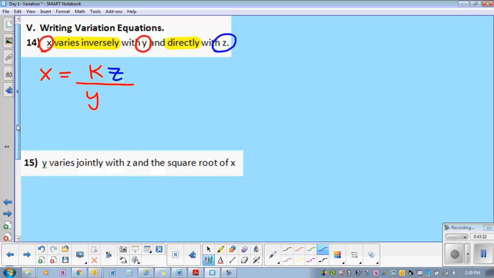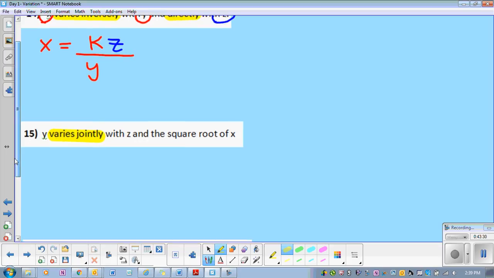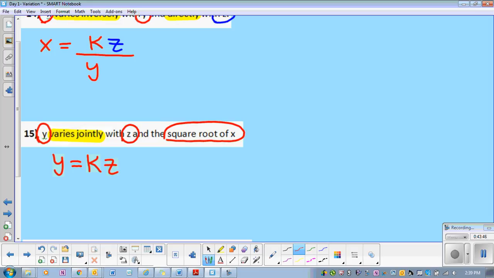So then let's look at number 15. My key words here, varies jointly. Oh, that's the only one? Good. All right. So let's see what we have. Y varies jointly, which is basically direct. We just have more stuff. With Z and the square root of X. Square root of X, guys. Did you put the square root, or did you just forget it? Square root.